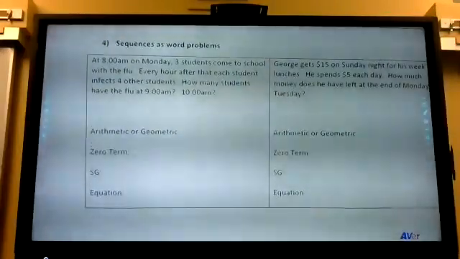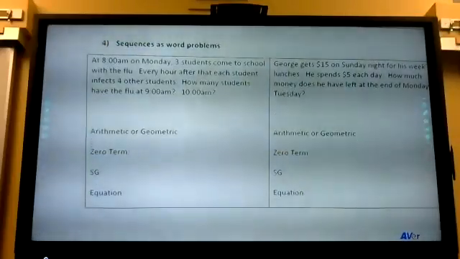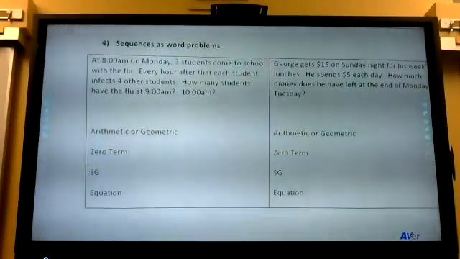But this is a rabbit problem. We have 3 students who come to school with the flu. They don't know it, but every hour after that, each infected student infects 4 other students.